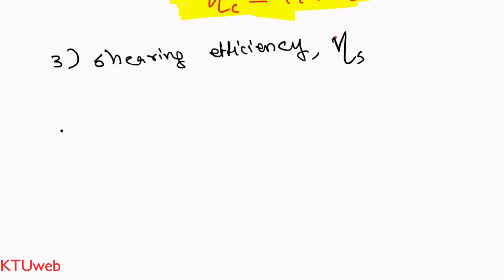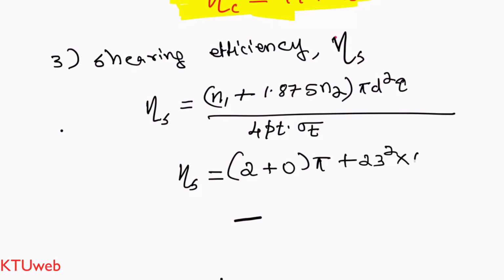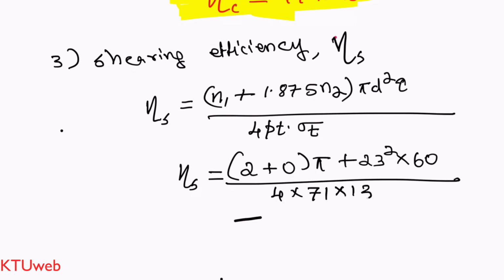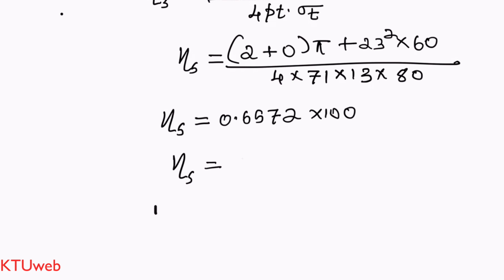There is one more efficiency that we have to find, the shearing efficiency. We have the equation from the data book for shearing efficiency. Upon application, N1 is equal to 2 plus there is no N2, that is 0, into pi times 23 square into 60, all divided by 4 into pitch 71 into 13 into 80. When you solve this, you will get 0.6572. You can write this in percentage as 65.72 percent.